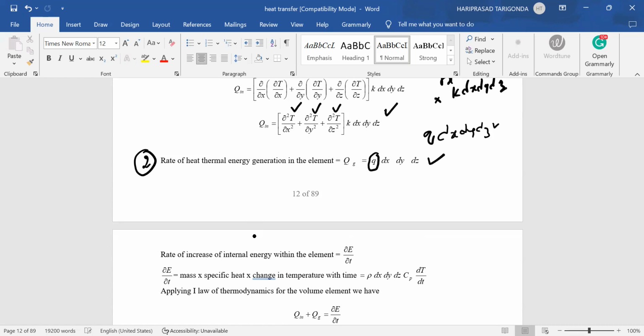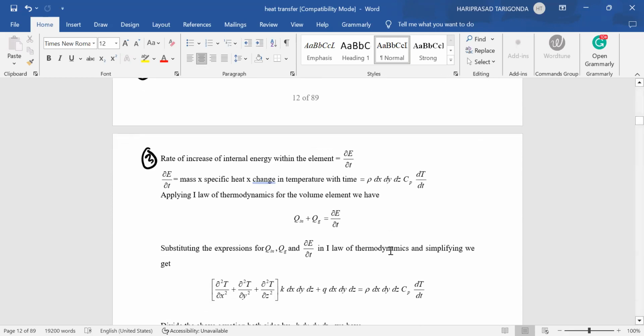Next we go to the third term. The third term is the change in net energy, or rate of increase in net energy within the element. The change in net energy is written as mass into specific heat into change in temperature with time. Mass is density into volume, that is rho times dx dy dz, and the specific heat is Cp. The change in temperature with time is dT/dt. Therefore, the term will be rho dx dy dz Cp dT/dt.